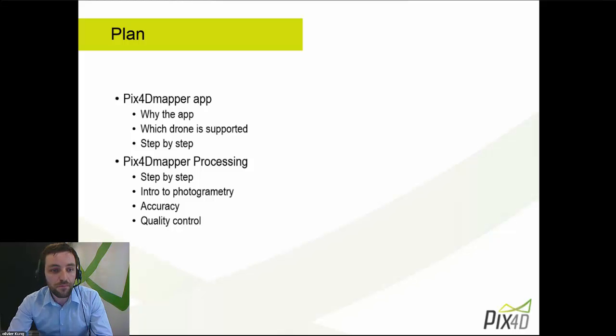Then the second part is a bit more on Pix4D Mapper processing. I'll also show step-by-step how to go from DJI Vision images to a full 3D model. I'll give a very, very short introduction to photogrammetry to help understand a bit how this is possible. I'll have a very interesting talk about accuracy. So we did some accuracy assessment of the DJI Vision using our app and our software. What can you expect in terms of accuracy there? And as it's related to accuracy, I also talk about how to perform basic quality control on the results that you obtain with your DJI Vision.